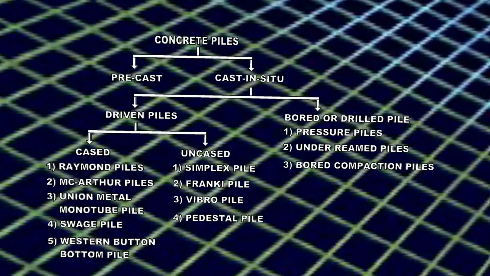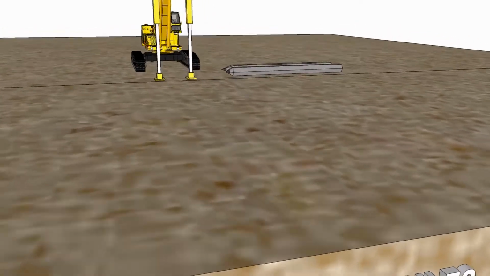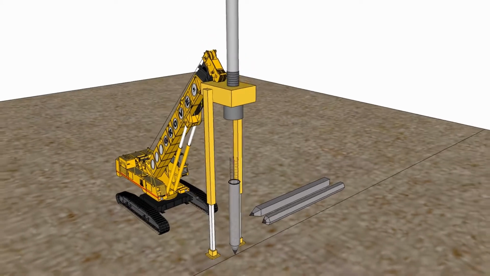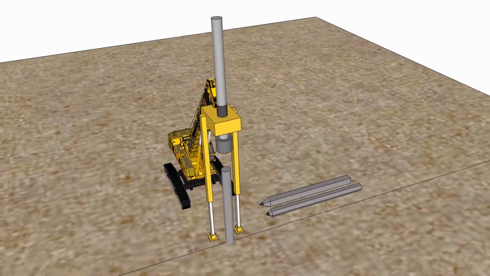The concrete piles are further divided into precast and cast in situ piles. Let us study the precast pile. Precast piles are the piles made from concrete. The precast piles are generally used for a maximum design load of about 800 kN. They are reinforced to withstand handling stress.